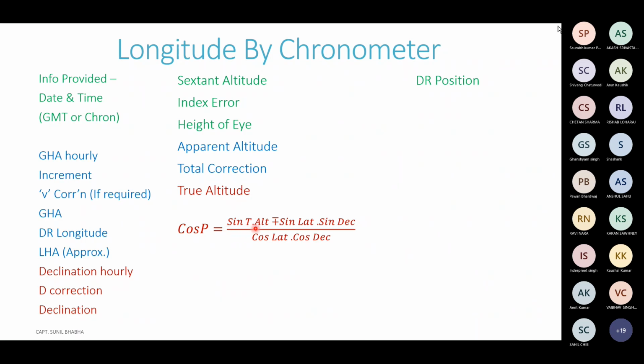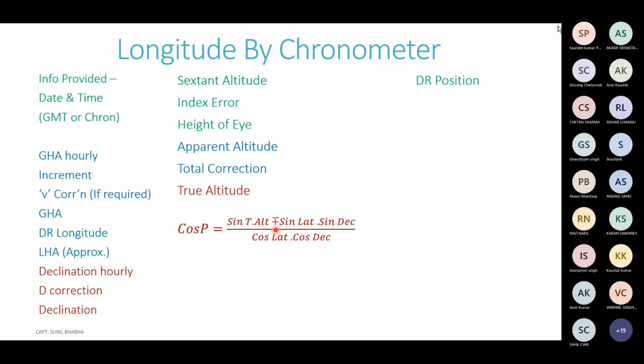The first term is sine of true altitude. The true altitude is already known. We have corrected the sextant altitude and obtained it. Then we see a minus plus sign. Now, what does this minus plus indicate? It indicates that in this formula, we will either use a minus here or a plus here. Now, which one of the two symbols is to be used?